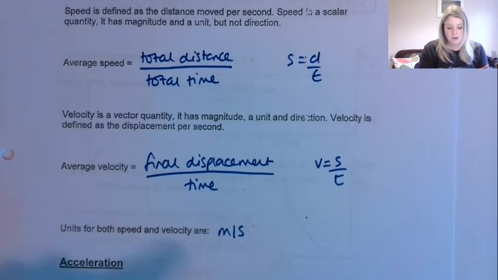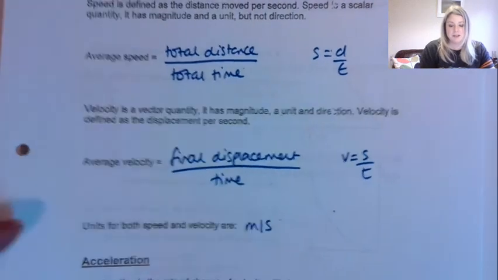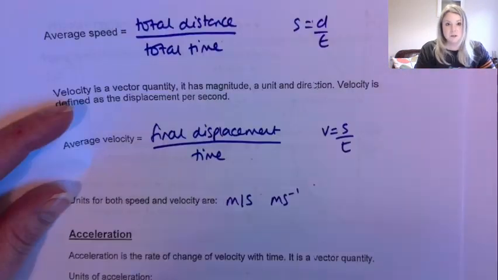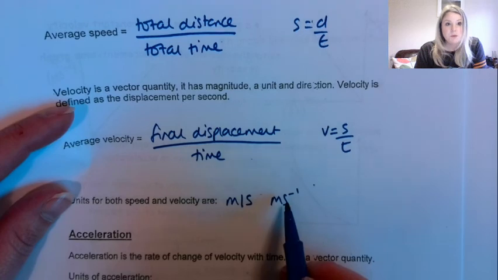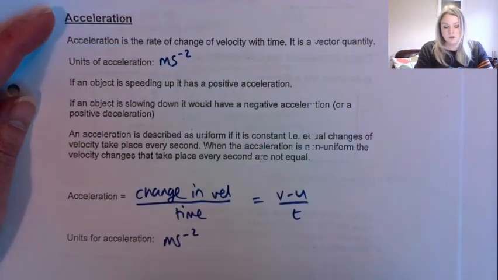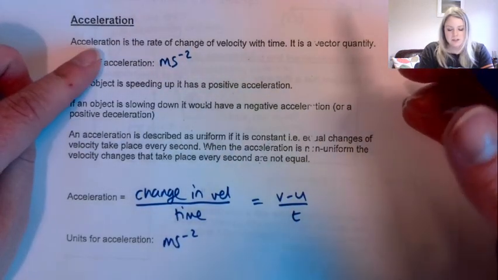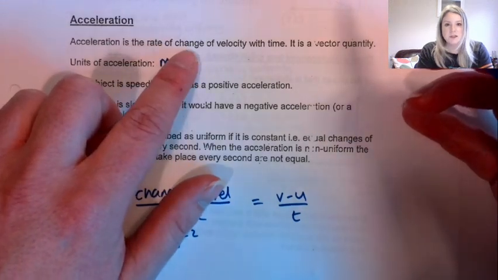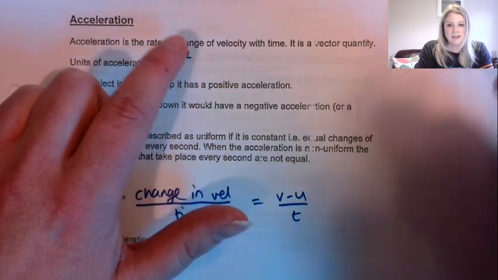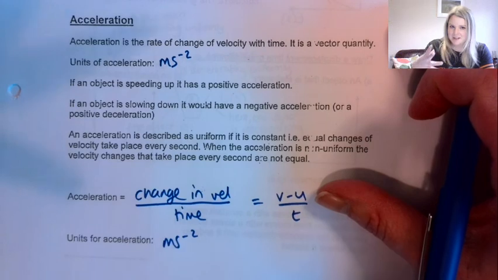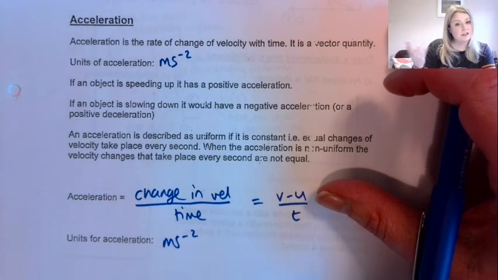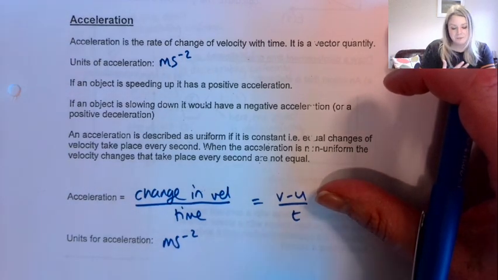Okay, and then units for both speed and velocity are meters per second, ms to the -1. Okay, acceleration. Sorry, slipped into GCSE mode. So acceleration, the definition of it is the rate of change of velocity with time. So it's just a measure of how fast something is speeding up or how fast something is slowing down.